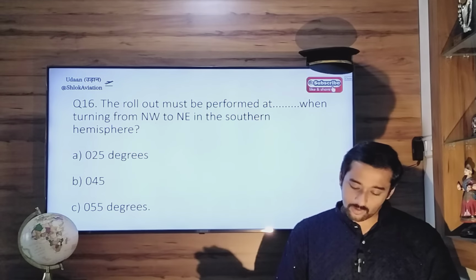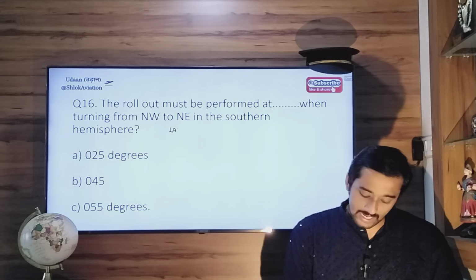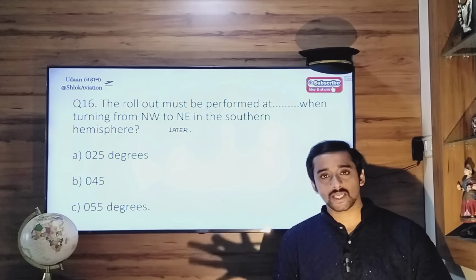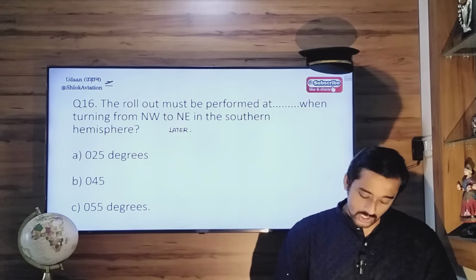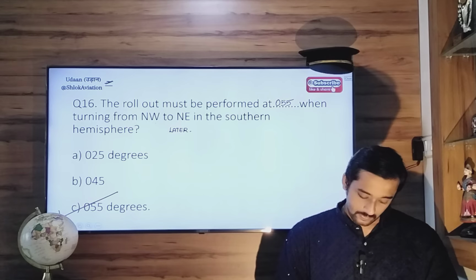The rollout must be performed at dash when turning from northwest to northeast. So rollout must be performed later. Let's say northeast directions are normally 040, 050. So you will perform your rollout later. So option Charlie, 055, 10 degrees later.